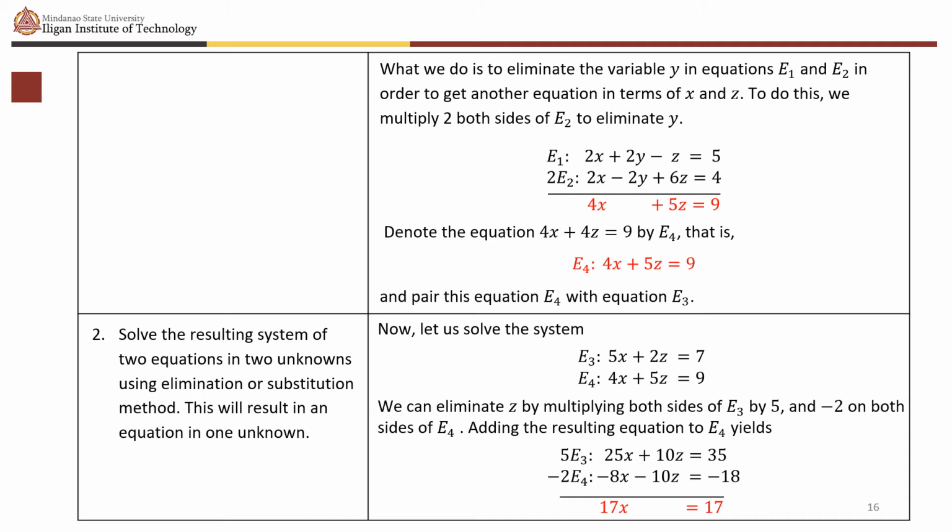5 e sub 3 will now become, since e sub 3 is 5x plus 2z equals 7, 5x times 5 will give us 25x, 2z times 5 will give us 10z, and 7 times 5 will give us 35. So multiplying negative 2 to e sub 4, you have 4x for e sub 4 here, so you have negative 8x, 5z becomes minus 10z, and 9 times negative 2 will give us negative 18. And adding, we come up with 25x minus 8x is 17x. This is 0, and we have 35 minus 18 equals 17.